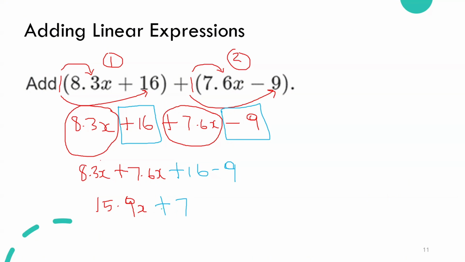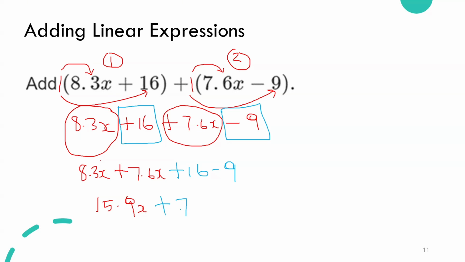And as you notice, we have two terms in our solution, but the two terms are different. Therefore, we cannot combine them. It is in the simplest form. There's nothing else we can do with this expression. We leave it as is. So again, our answer is 15.9x plus 7.